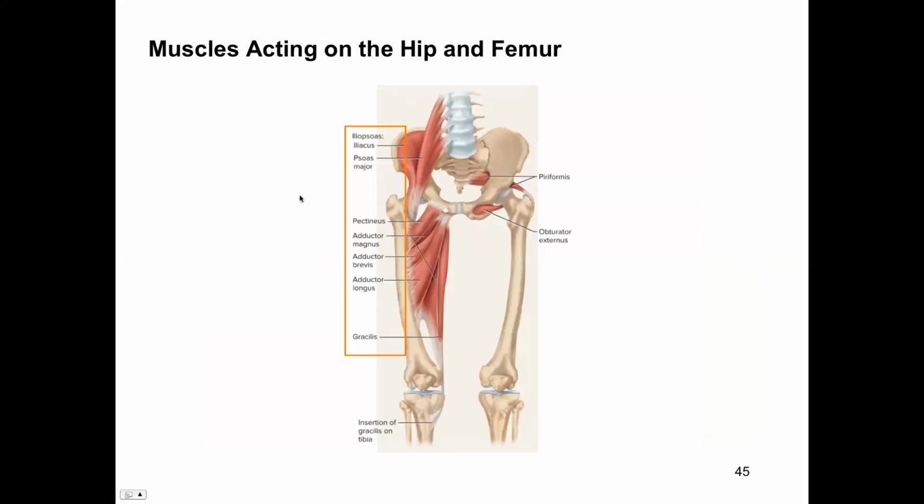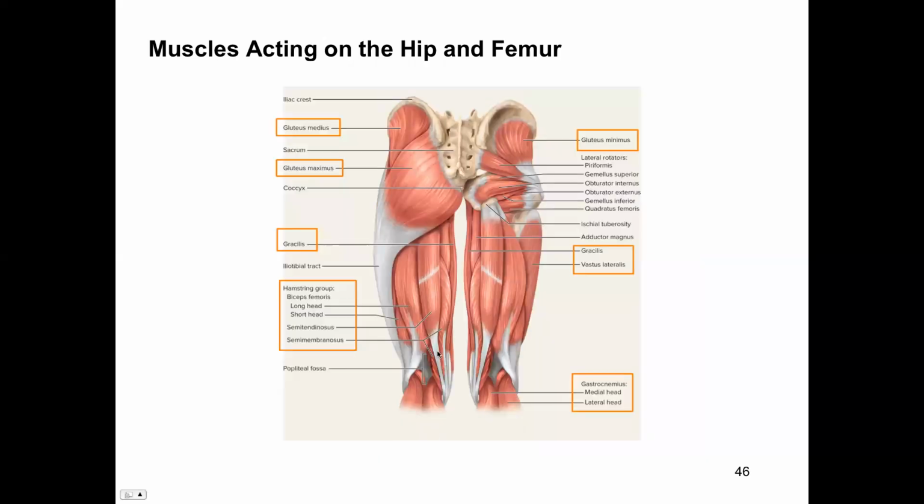Then the hip and femur. So these ones are the deep muscles. Hopefully this slide helps you with that. The gracilis here is superficial, but it's right here on the medial side of the thigh. Then here's your glutes again, right? So your gluteus medius. Remember, the minimus is deep to both the medius and the maximus. And there's your gracilis again.